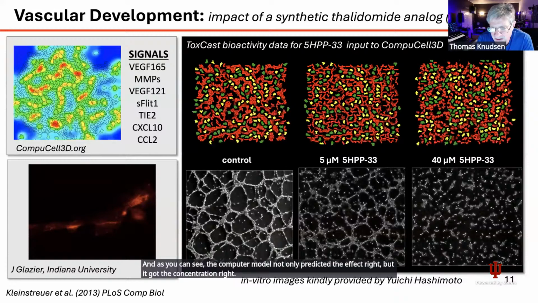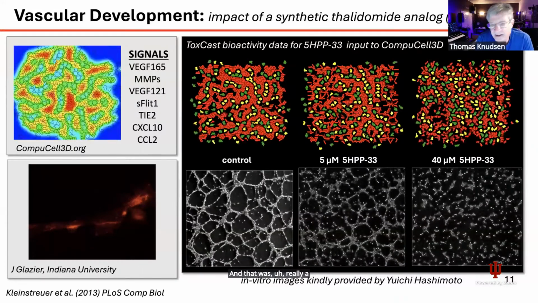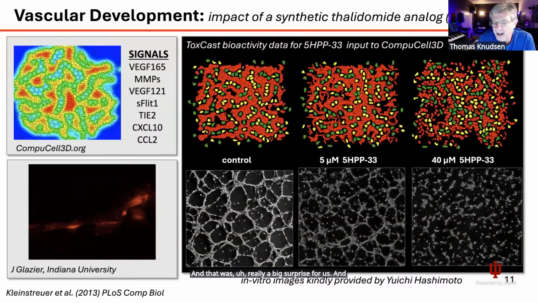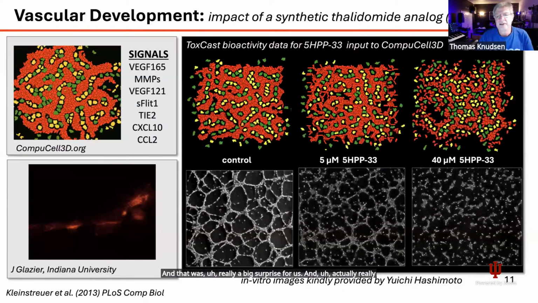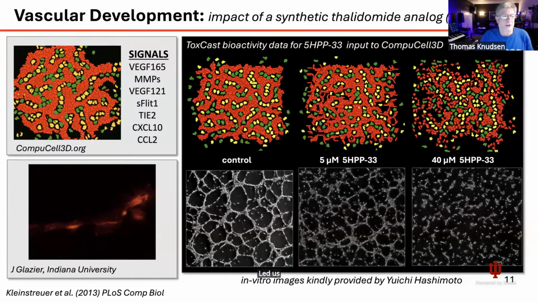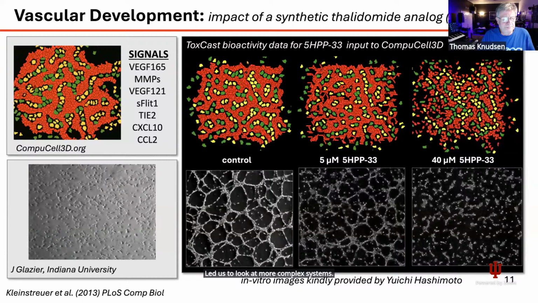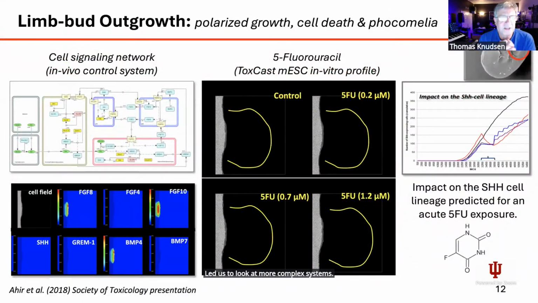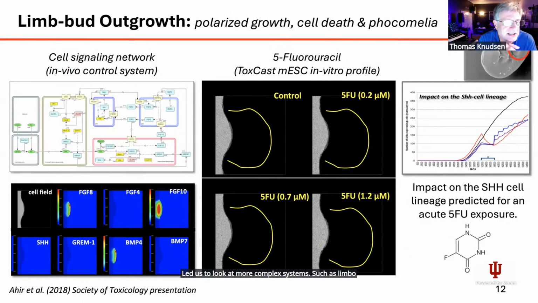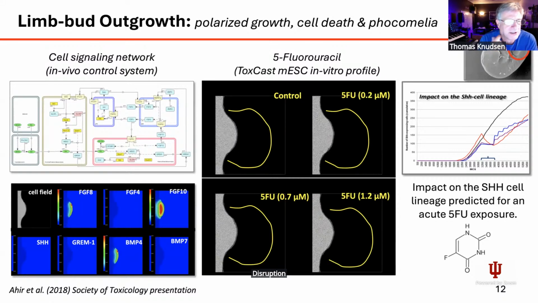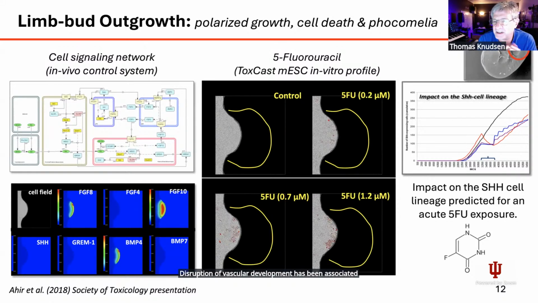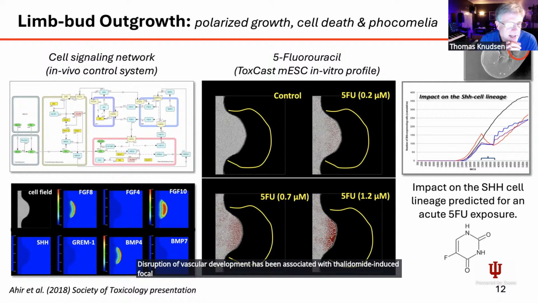And that was really a big surprise for us, and actually really an encouraging feature that led us to look at more complex systems, such as limb bud outgrowth. And as I indicated, disruption of vascular development has been associated with thalidomide-induced phocomelia.